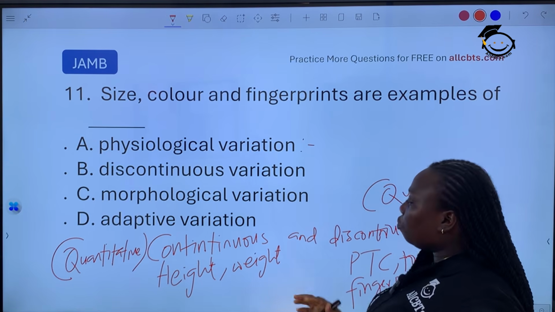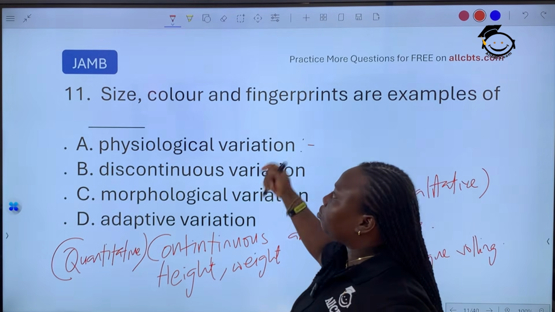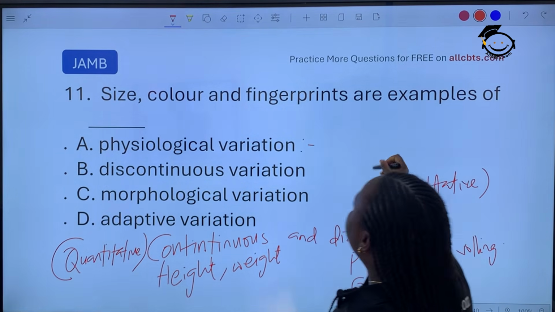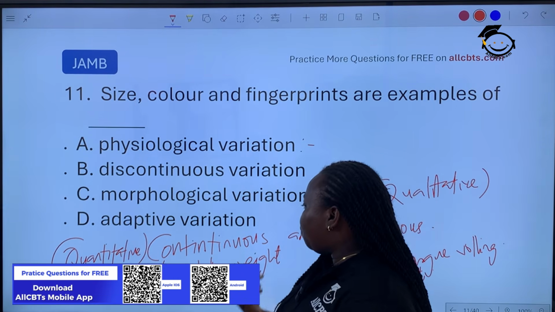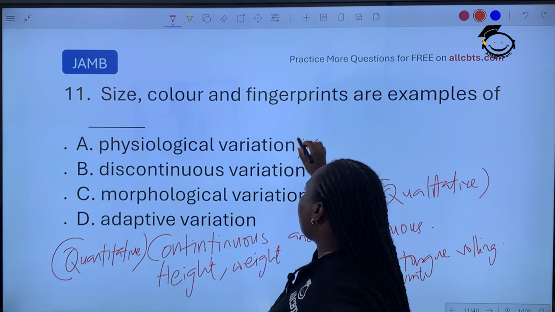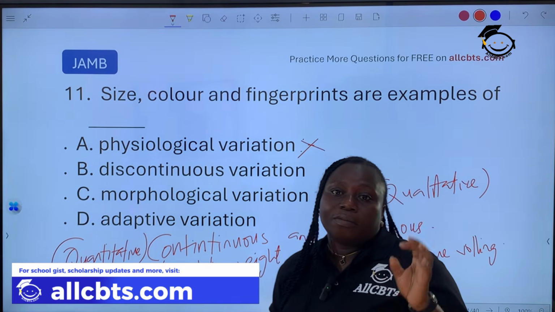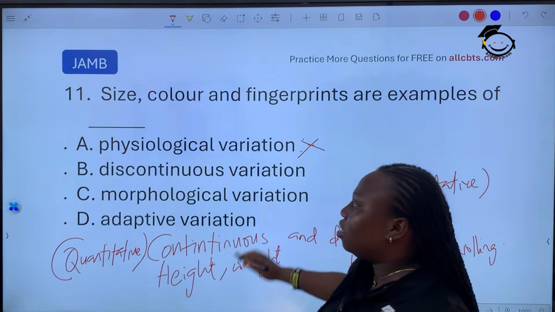So now that we know physiological, morphological, continuous and discontinuous, let's answer this question. Size, color, and fingerprints are examples of what? Physiological variation? No, they cannot be physiological variation, because physiological variation is body function, and these are not body function, so that cannot be our answer.